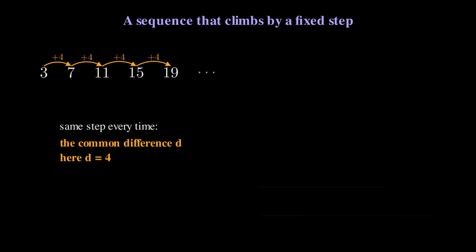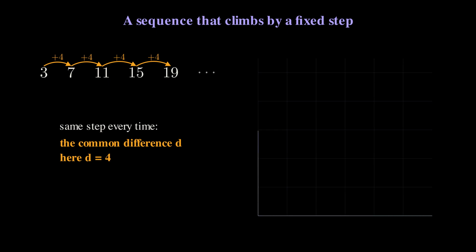And here's a connection worth seeing early. If we plot each term against its position, the points land on a perfectly straight line. And the gradient of that line is d. An arithmetic sequence is just a linear function, sampled at the whole numbers. That's the link to linear functions your syllabus asks for.